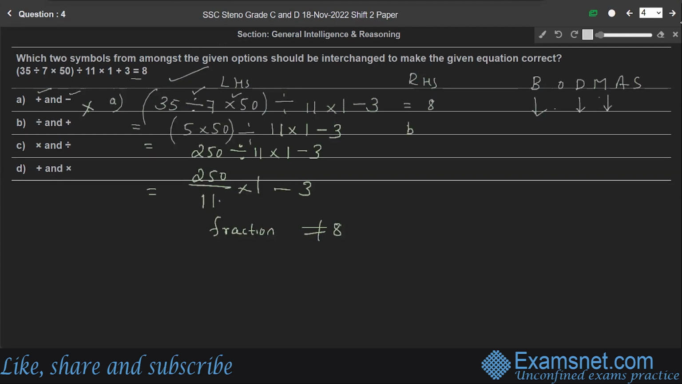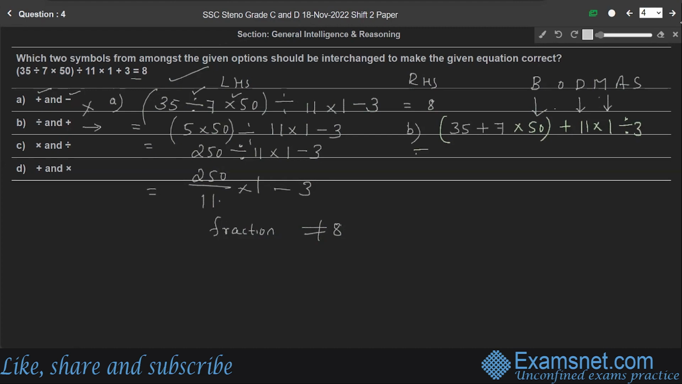We'll go for option B. Interchange division and addition signs in the given equation. So the equation becomes 35 plus 7 into 50 inside the bracket, close the bracket, divided by 11 becomes plus 11 into 1 plus 3 becomes divided by 3 should be equal to 8.